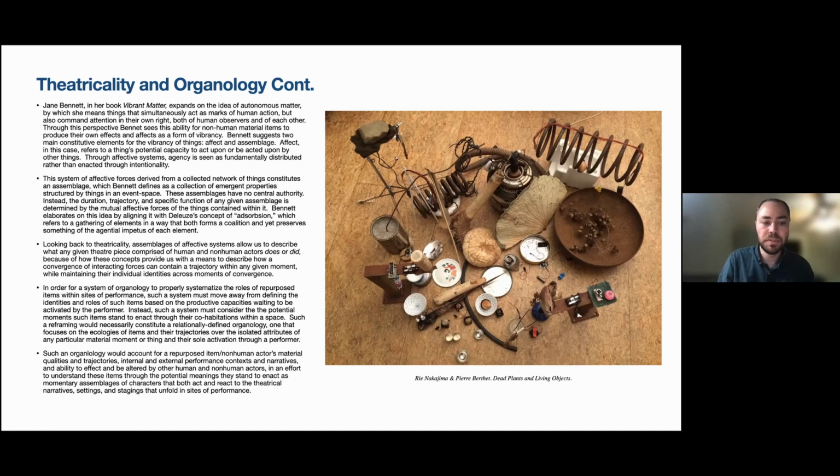Such a reframing would necessarily constitute more of a relationally defined organology, one that focuses on the ecologies of items and their trajectories over the isolated attributes of any particular moment or thing, and their sole activation by the performer. So such an organology would account for a repurposed item or a non-human actor in this case, its material qualities and trajectories, internal and external performance context narratives, and ability to affect and be altered by other human and non-human actors in an effort to understand these items through the potential meanings they stand to enact as momentary assemblages of characters that both act and react to the sort of theatrical narrative settings and stagings that unfold in sites of performance.